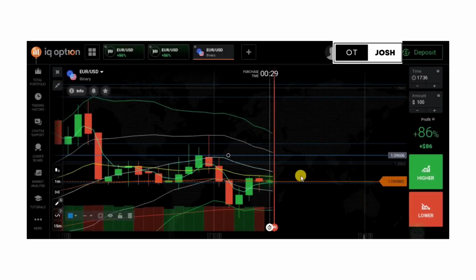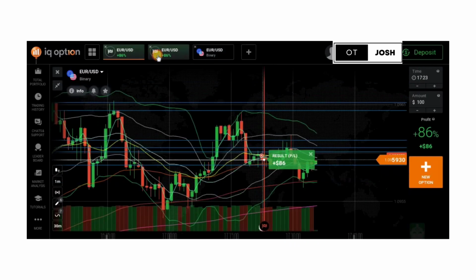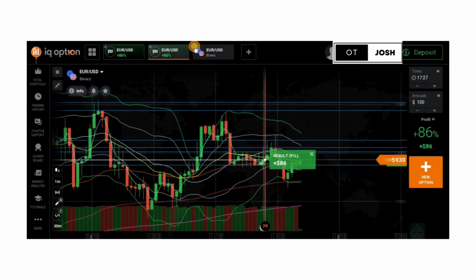So I hope you understood something from this trade. Until next time, we've taken 3 trades and we've gotten 3 items and I've explained them.